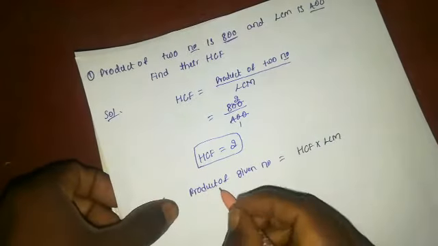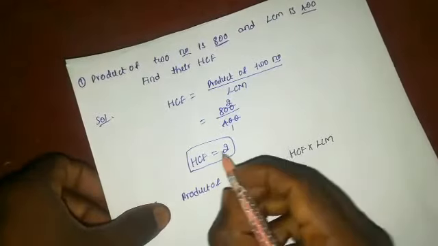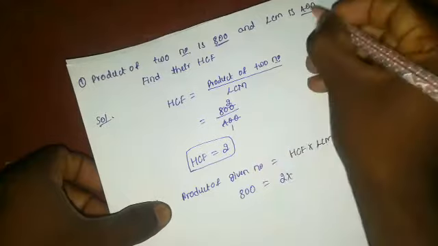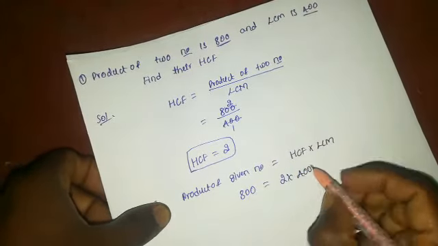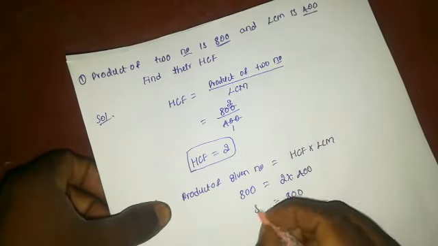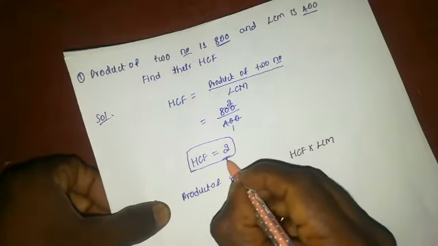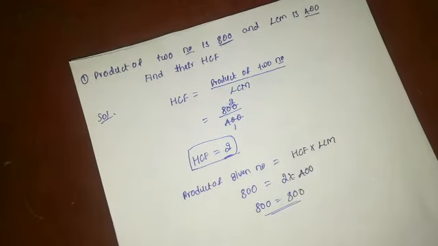The product of the numbers given is 800. That equals HCF, which we already found, that is 2, into LCM, which is given as 400. When we multiply these two, we get the product of the given numbers: 2 into 400 is 800. 800 is equal to 800. So the HCF 2 we obtained is correct. Thus we found the HCF by using the relation between the given numbers and their HCF and LCM.